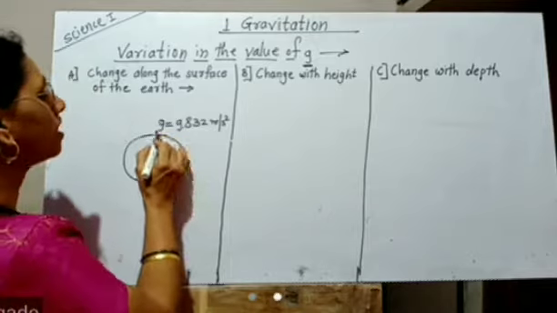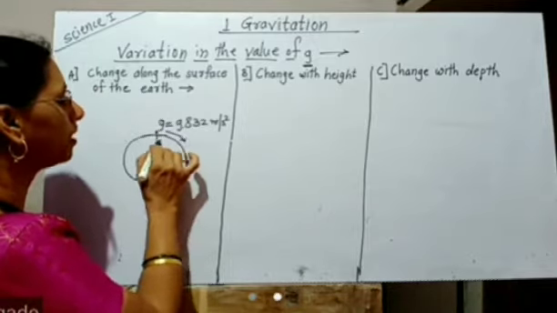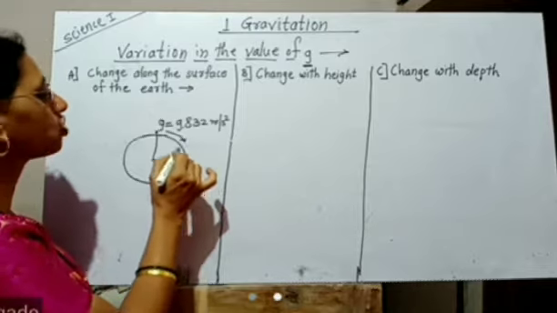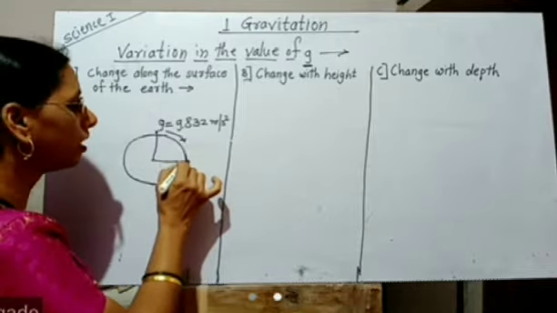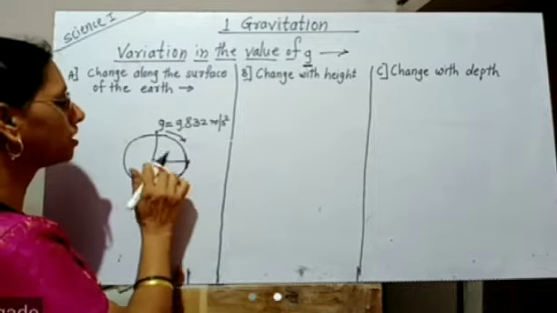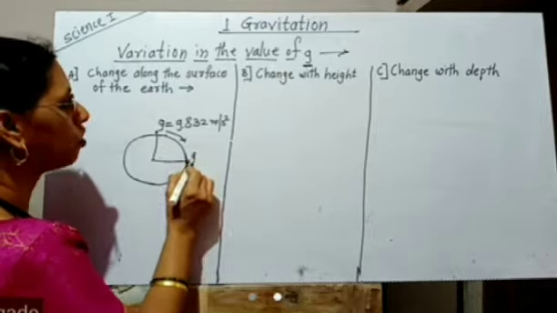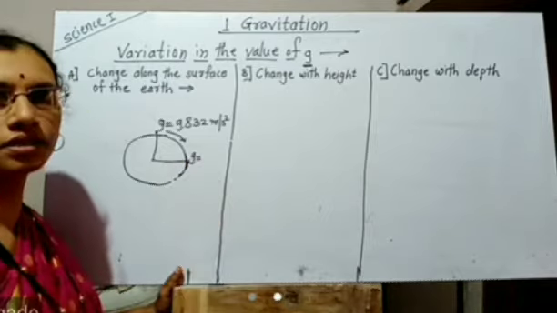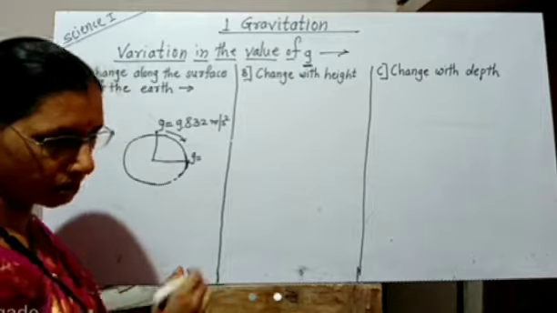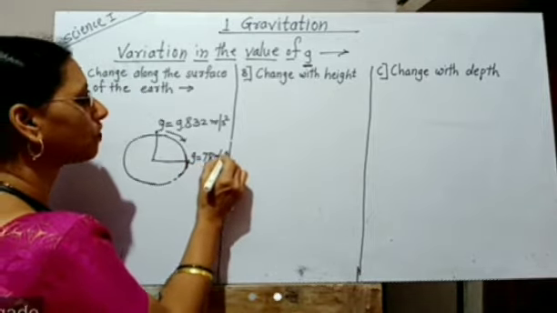This means that as we come from the poles to the equator, the radius goes on increasing, and at the equator it has the largest radius and therefore the value of G is smallest, and this value of G is 9.78 meter per second square.